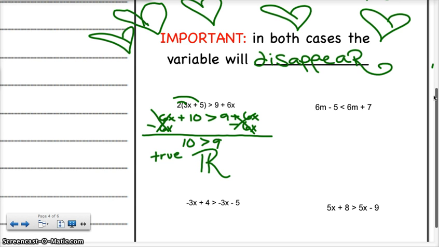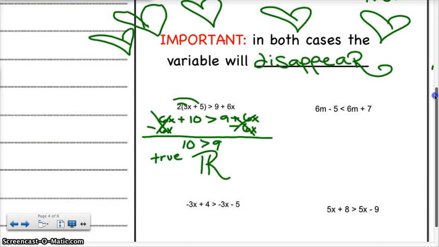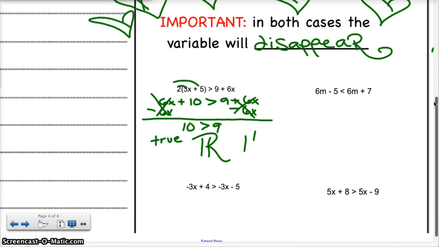All real numbers. Do we have to do that one? Why not? It's cool, but yeah, do it up. I don't know how to draw it. 2 lines and an R. 1, 2, R. 1, 2, R. Like that.